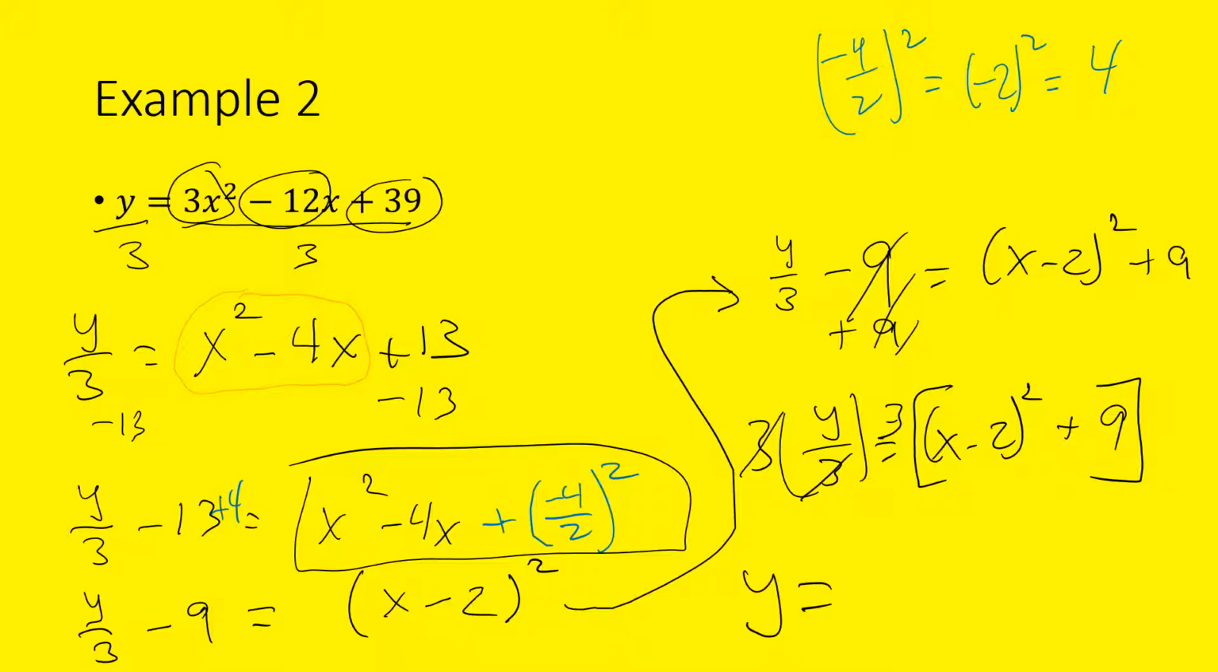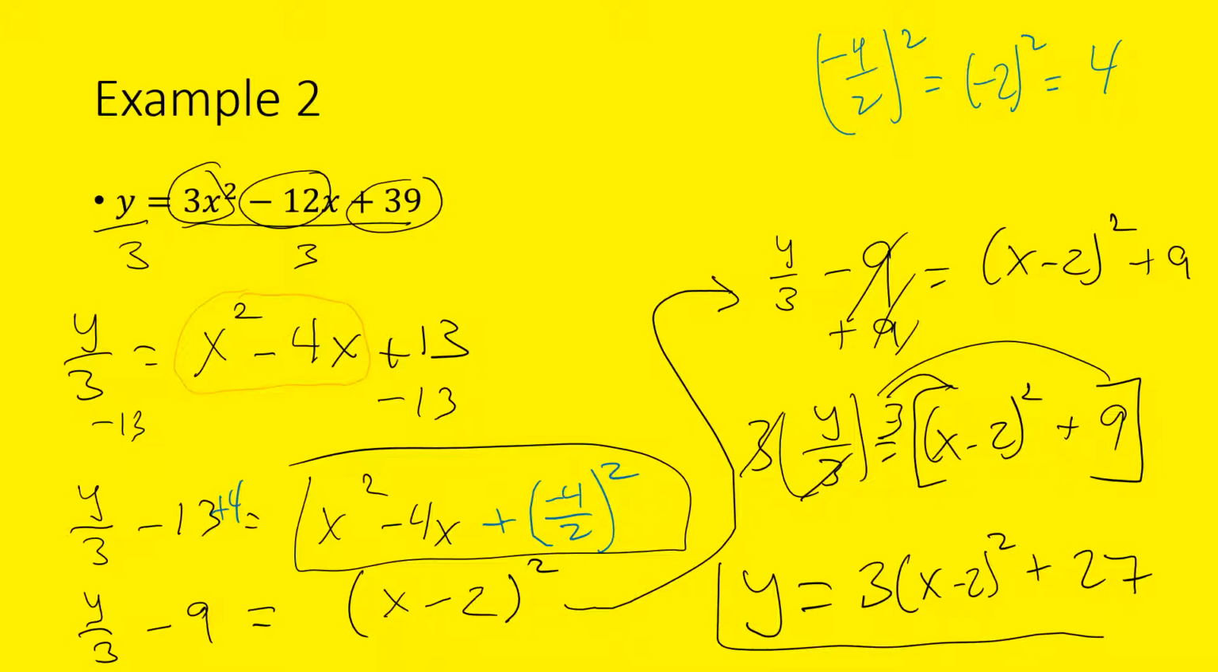And then on the right side, you're going to multiply everything inside the brackets by 3. So instead of having only one x minus 2 quantity squared, now I'm going to have 3 of those. Instead of adding 9, I'm going to add 27 because I'm going to multiply the 9 by 3. And you get your answer.